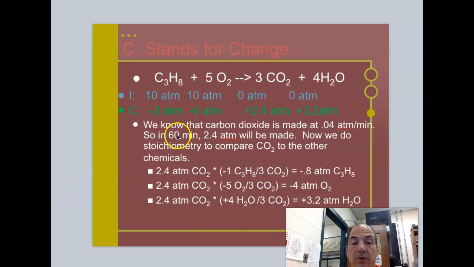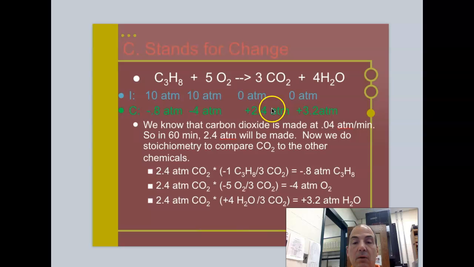Then we could talk about the change. We know that carbon dioxide is being made at 0.04 atmosphere per minute for 60 minutes. So if I multiply 0.04 atmosphere per minute times 60 minutes, I get 2.4 atmospheres. The change line is the stoichiometry line. That's what we've been doing stoichiometry for all along. Everything that we have done, we've talked about how much of something we've used, how much of something has been made, how much of it went down or how much of it went up. When we talk about how much was left over, that was excess, and that's where we get to the E in a moment.